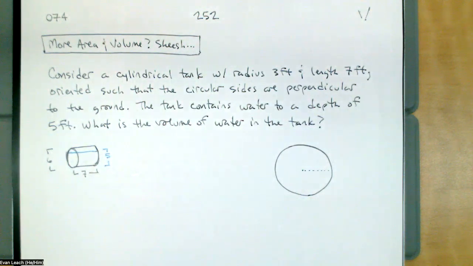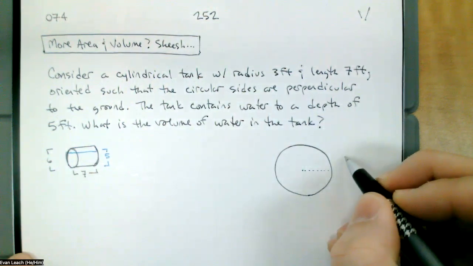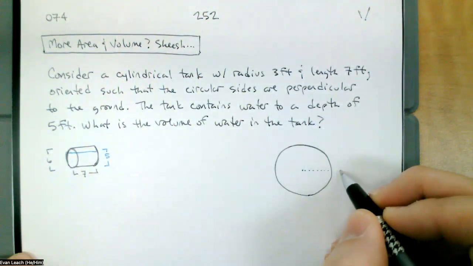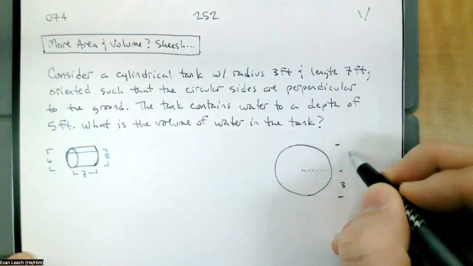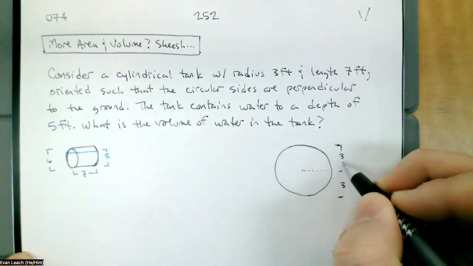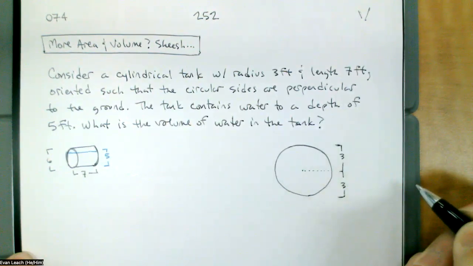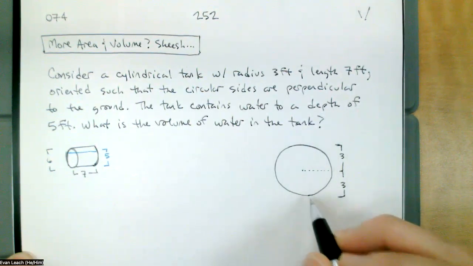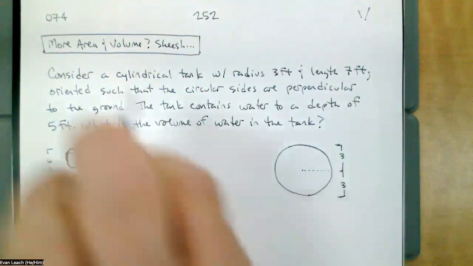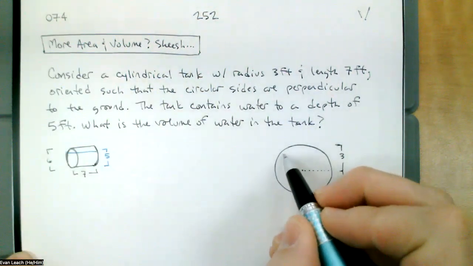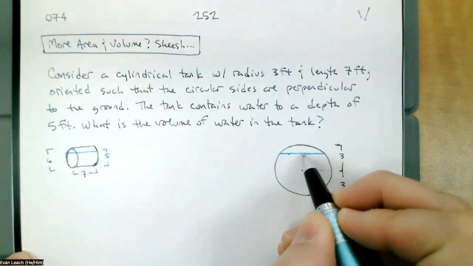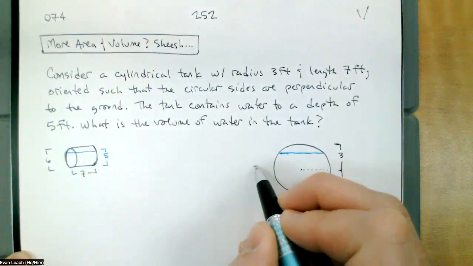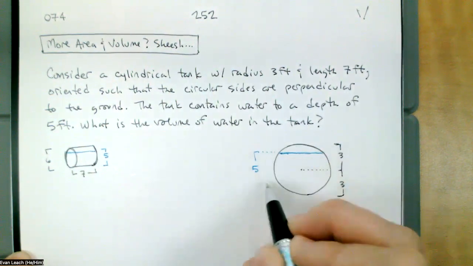I want to draw a picture of what's going on at the end. We have a radius of 3 feet. We have a length of 7 feet, which is coming out of the paper or going down into the desk, your choice. And there's water to a depth of 5 feet. So it's a 3 foot radius, so 6 foot diameter. And we have water to a depth of 5 feet.